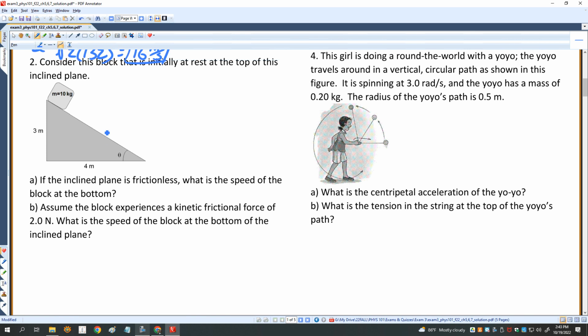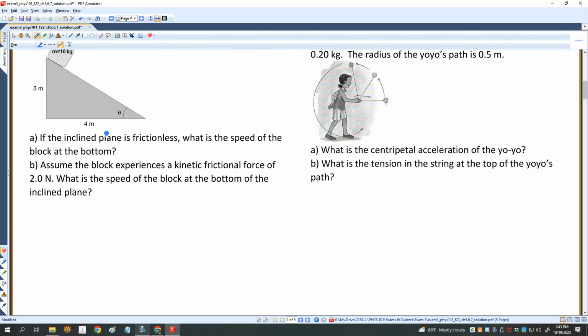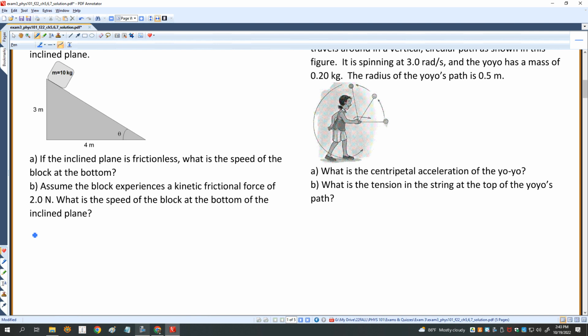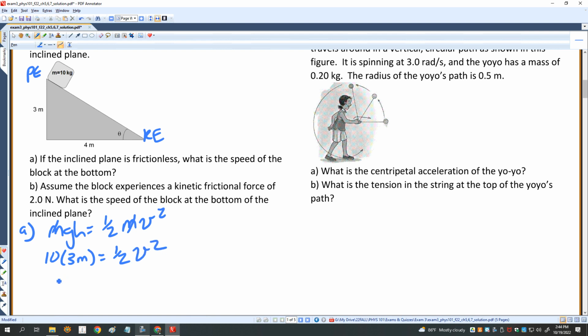Consider this block that is initially at rest at the top of the inclined plane. If it's frictionless, what is the speed at the bottom? So this is very much like we did before. Here I have potential energy. Down here I have kinetic energy. I just set those equal to one another. Masses cancel. I get 10 times the height, which is 3 meters, equals 1/2 of the speed squared at the bottom. And I solve that for V. That's going to be the square root of 60, which is 7.7 meters per second.